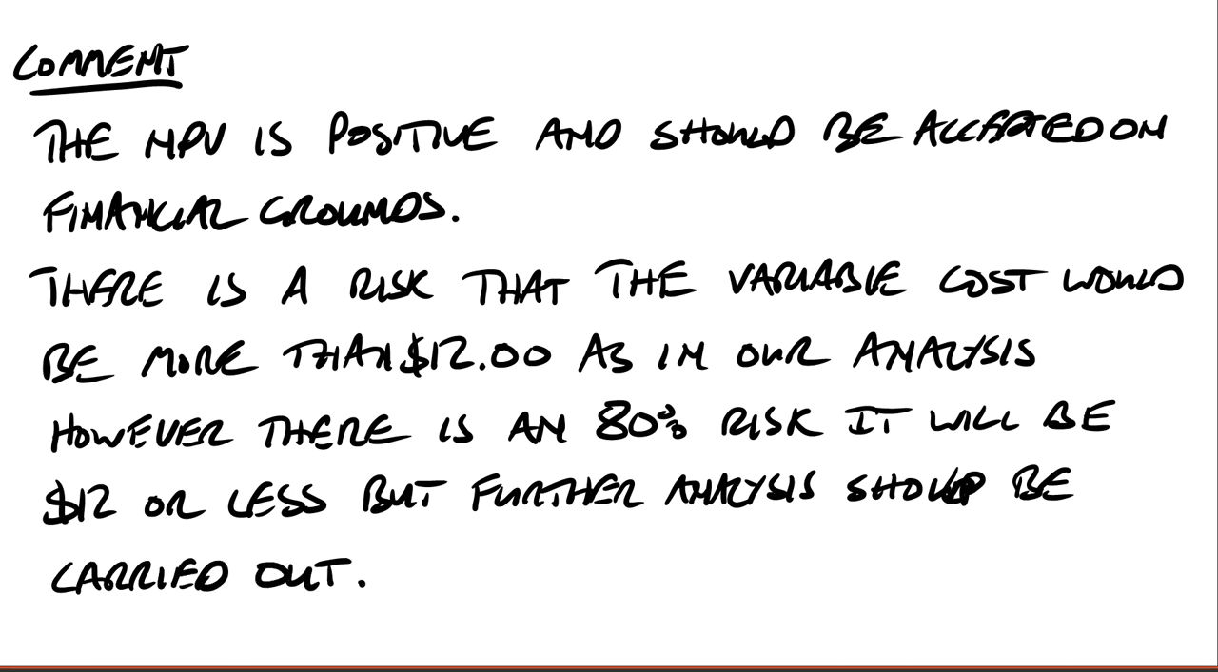Okay, so it's positive NPV. We should accept it on that basis. There is a risk that the variable cost could be above 12, but it's only a 20% risk, so we're not too concerned, but we probably should do a further analysis to see what would happen if the variable cost was the higher amount of 14.7. But that will pick you up all of the marks available in this particular section.